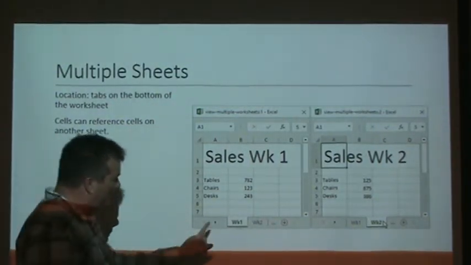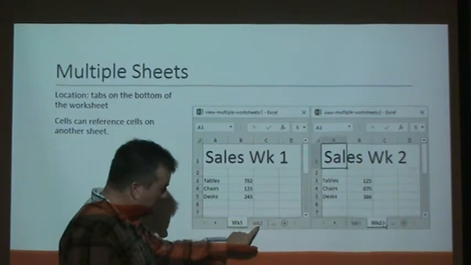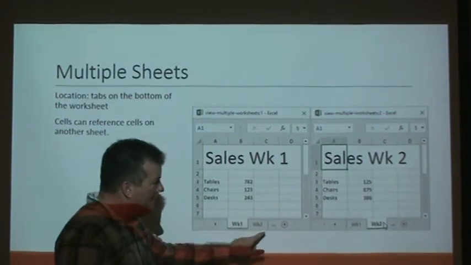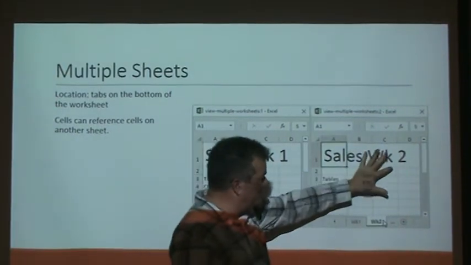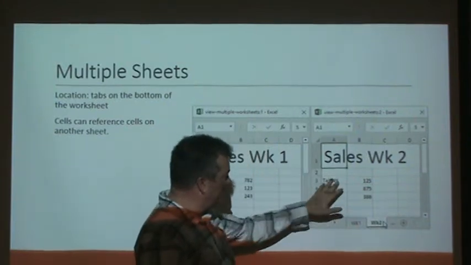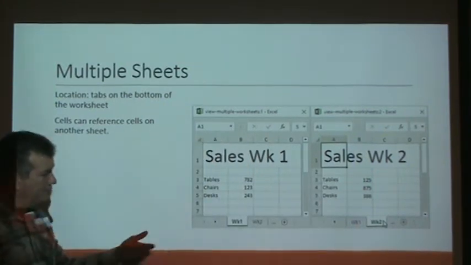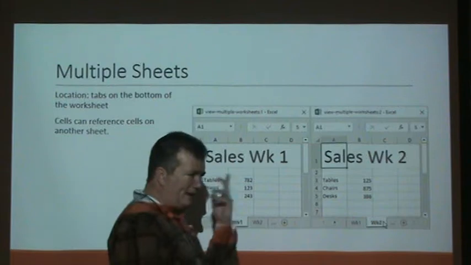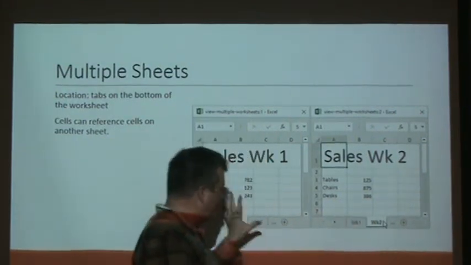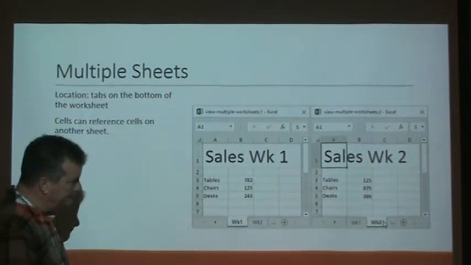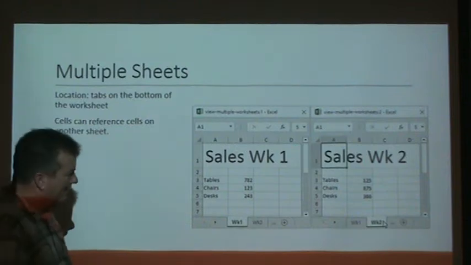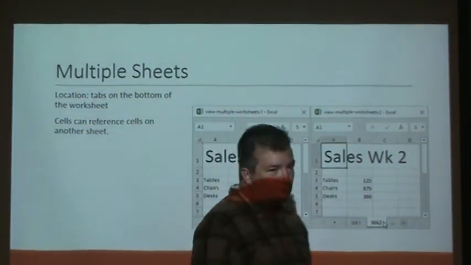And then you would click on the week 2 sheet, and this would go away and this one would pop up. And now you have tables, chairs, and desks again, and you have different sales for that week. If you decide you want to go back and look at week 1, you can just hit this tab and it brings this back. So that's where we can have multiple spreadsheets.